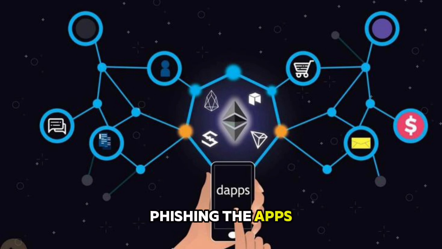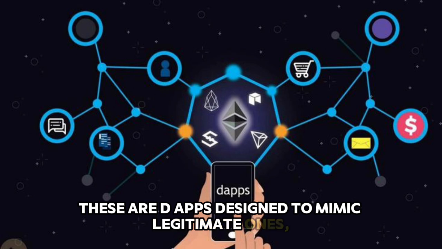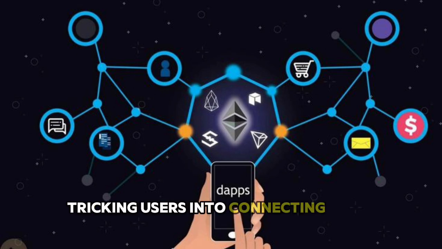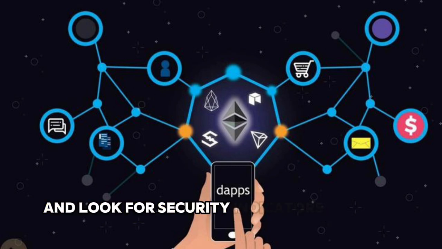Phishing dApps. These are fake dApps designed to mimic legitimate ones, tricking users into connecting their wallets and surrendering their funds. Always double-check the URL and look for security indicators to avoid falling victim.